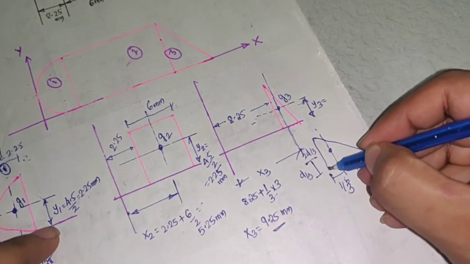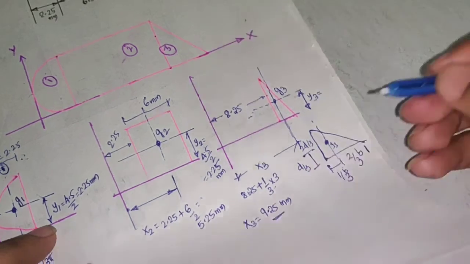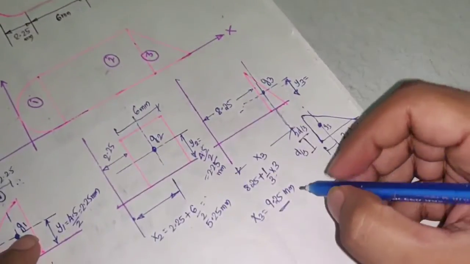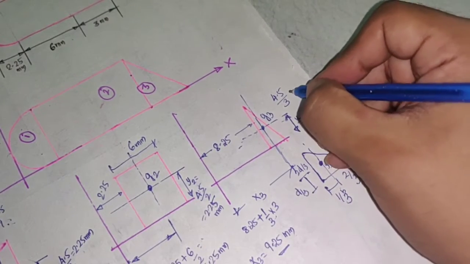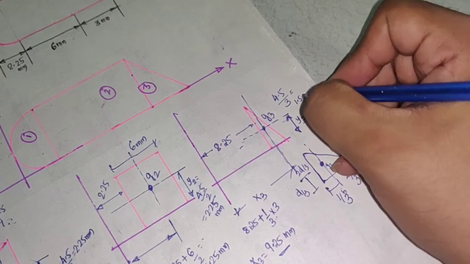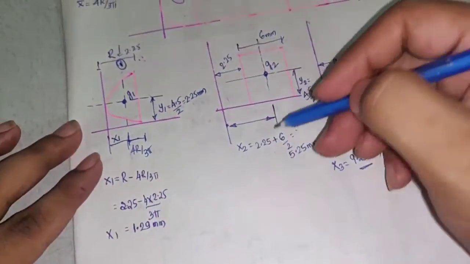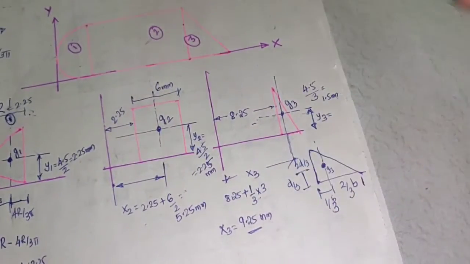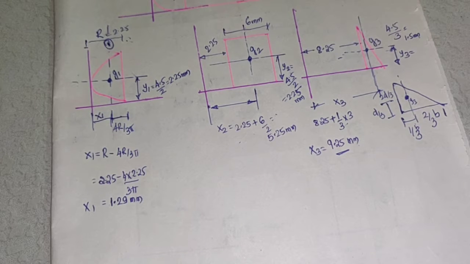And what is y3? So y3, as I said, from this base, if you go to the CG, which is G3, it is d by 3. So how much is the height? 4.5. So y3 will be 4.5 divided by 3, which is 1.5 mm. So we got the values of x1 y1, x2 y2 and x3 y3. Once you calculate this part, 90% of the work is over. Next thing is you have to just put it in the tabular column and finish off.